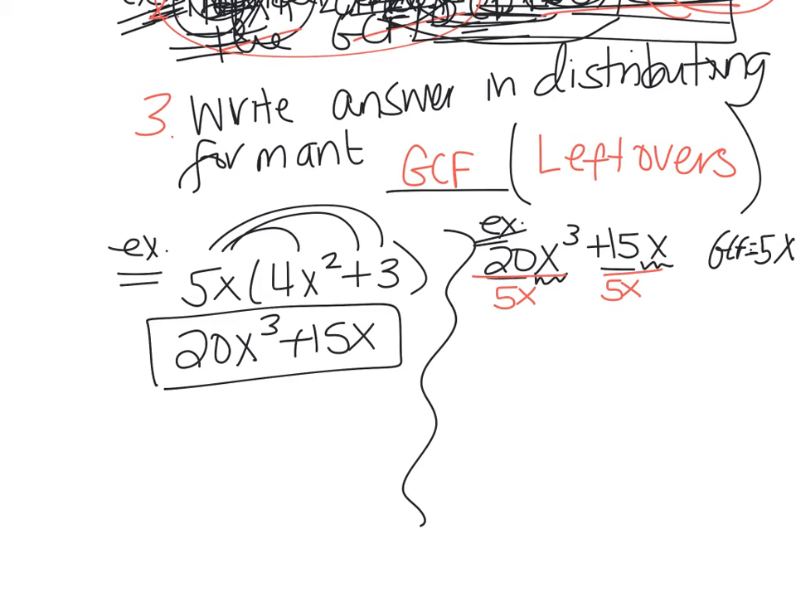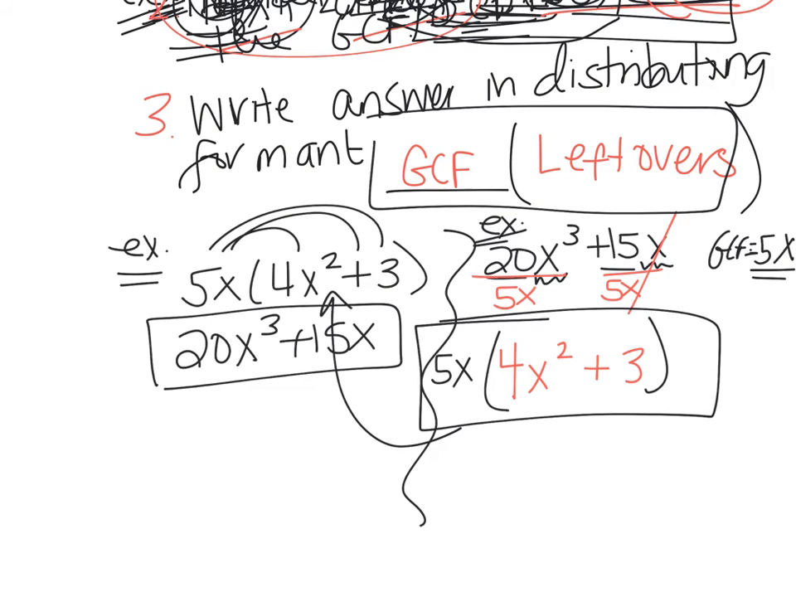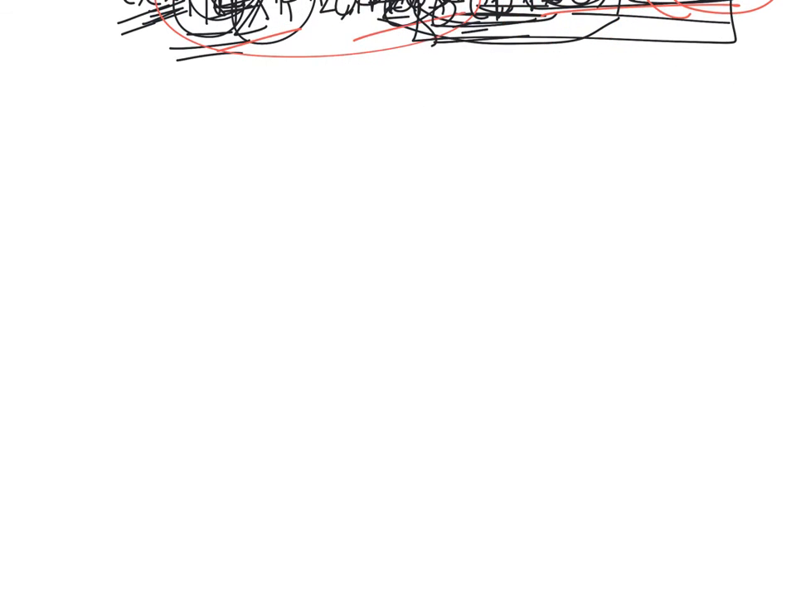So 20x cubed divided by 5x: 20 divided by 5 is 5. X cubed divided by x is x squared, because 3 minus 1 is 2. Plus 15 divided by 5 is 3. My x's cancel out. So now I have to write it in this format. My leftovers are in the parentheses. My GCF is on the outside. And notice this looks exactly like the problem that I started with. Okay? So let's go ahead and do another one.